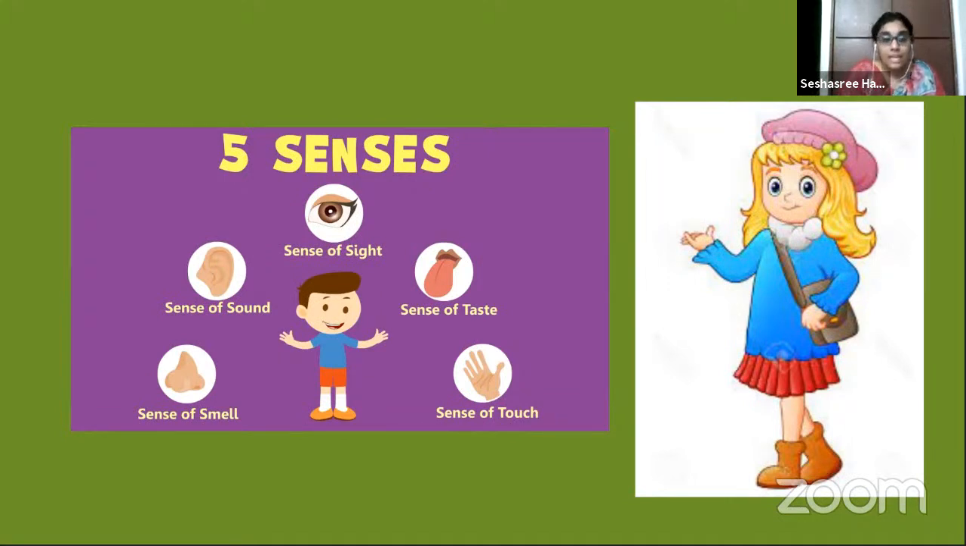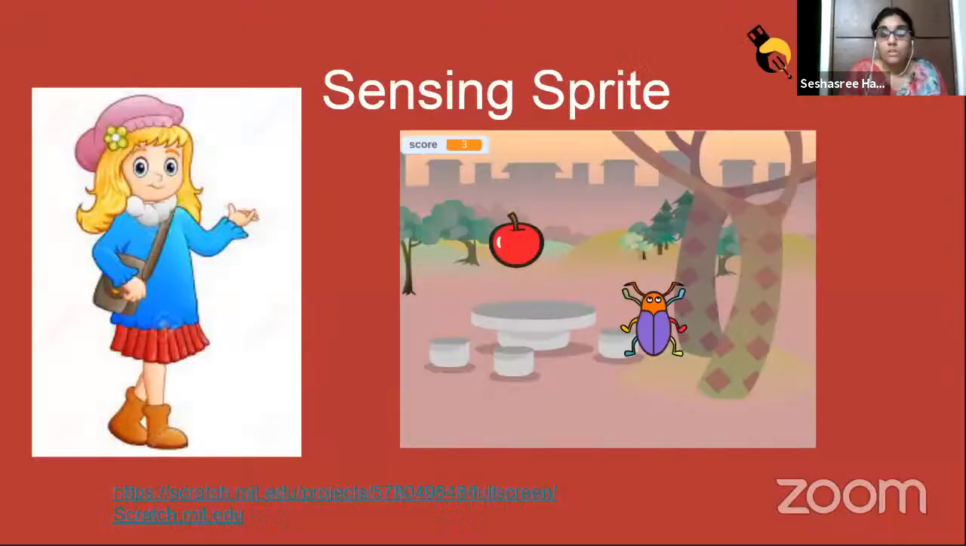Similarly, in Scratch, we have different types of senses. That is called sensing blocks in Scratch. So I will show you a project using a sensing sprite. Let me go to Think+Early Scratch. There we go, and click on create.